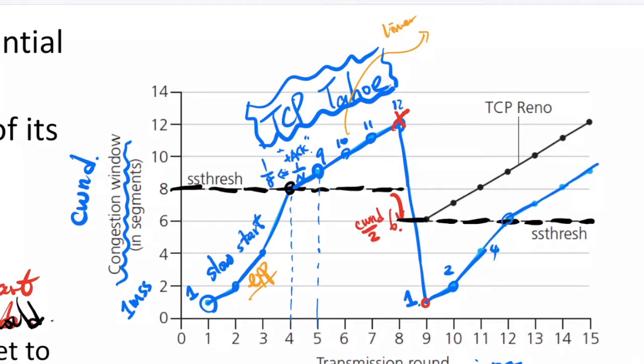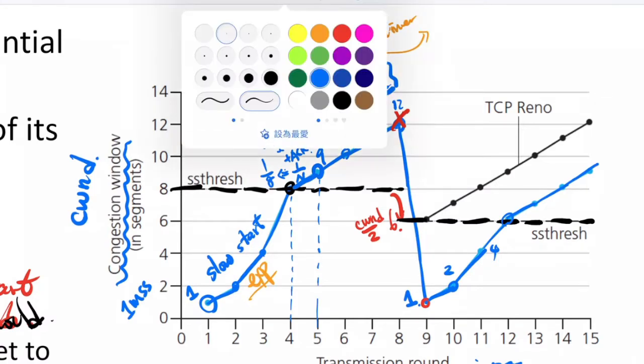So this blue line is TCP Tahoe. It describes how you increase your congestion window by using slow start, and after the slow start threshold, you increase your congestion window linearly until you experience a packet loss. Okay, that is called TCP Tahoe.